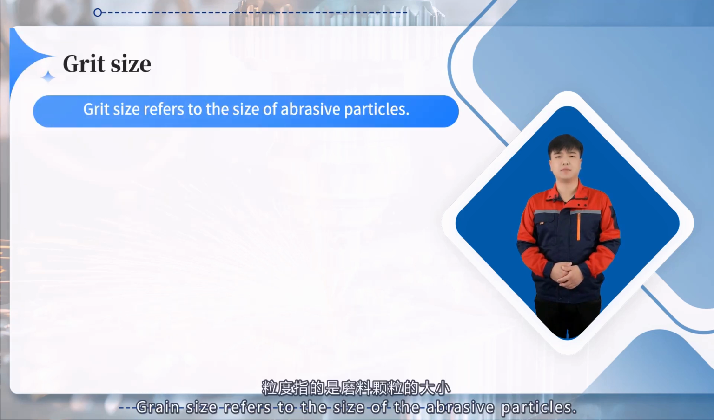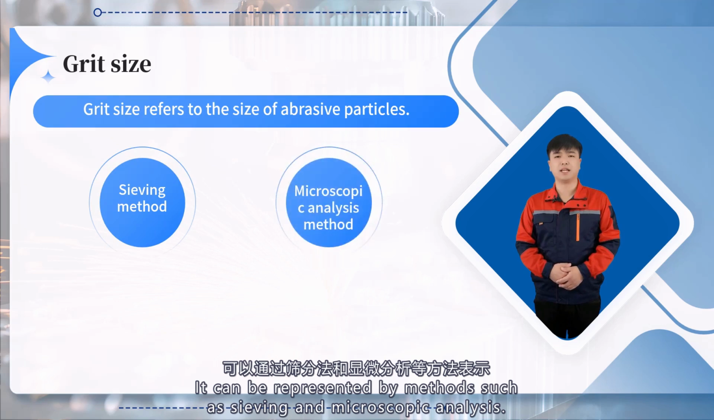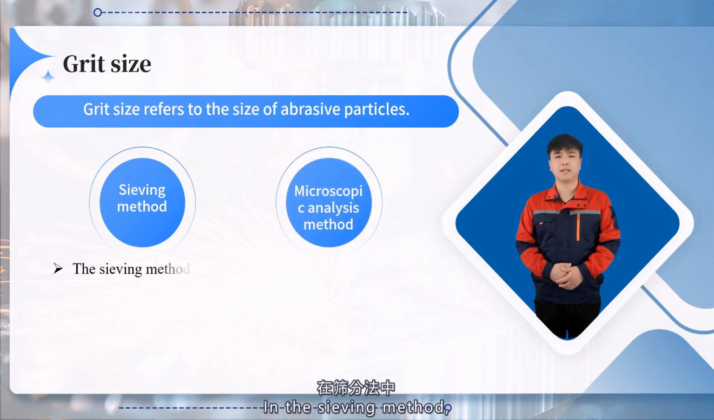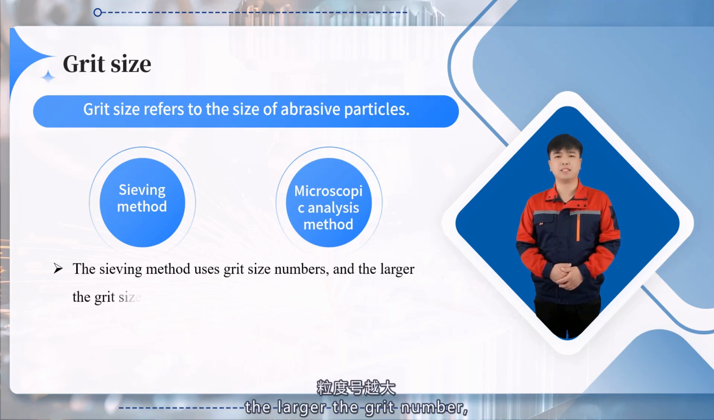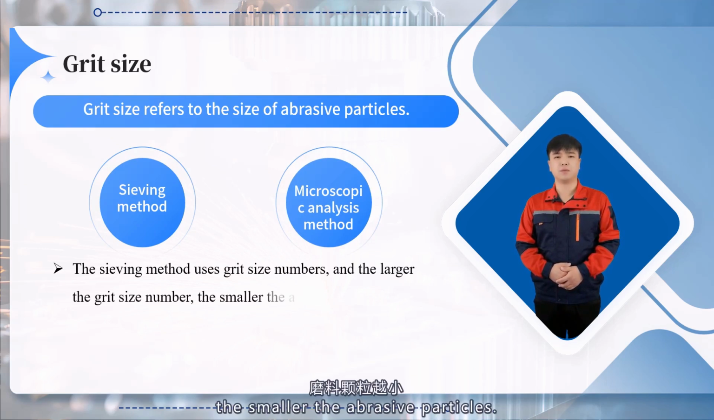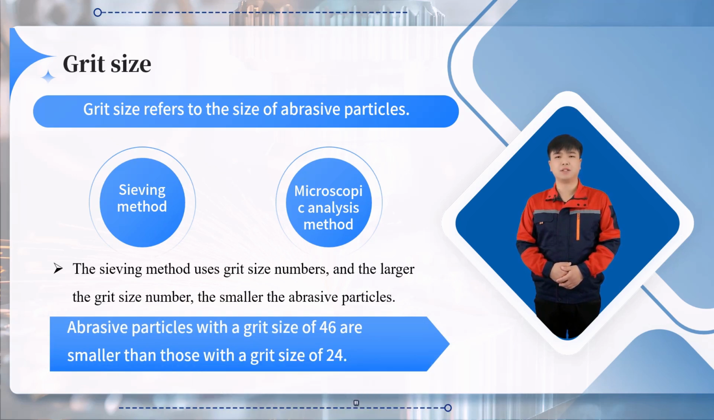Grain size. Grain size refers to the size of the abrasive particles. It can be represented by methods such as sieving and microscopic analysis. In the sieving method, grain size is indicated by a grit number. The larger the grit number, the smaller the abrasive particles. For example, abrasive particles with a grit number of 46 are smaller than those with a grit number of 24.